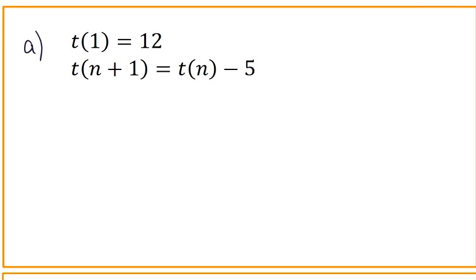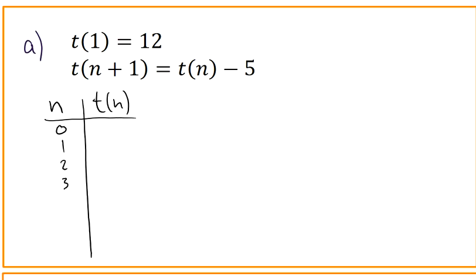Question 124. For each sequence defined recursively, write the first 5 terms and then define it explicitly. So I'm going to create a quick table of values here where we will list n and then the value at that point t of n. And I'm going to include the 0th term just because I know that I need that to write the explicit equation. So 0, 1, 2, 3, 4, and 5. So I've got the first 5 terms plus the 0th term.